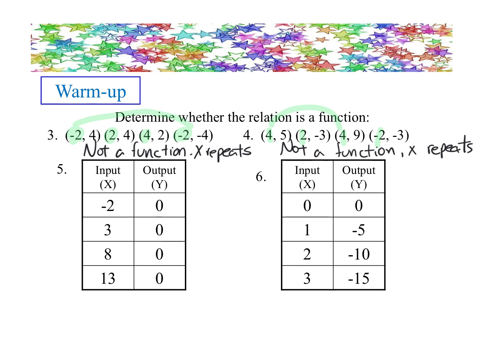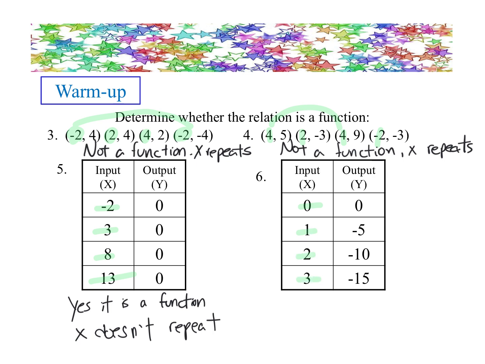Now we're going to look at number 5. We have negative 2, 3, 8, 13. Because the x doesn't repeat, this is a function. Yes, it is a function because the x doesn't repeat.